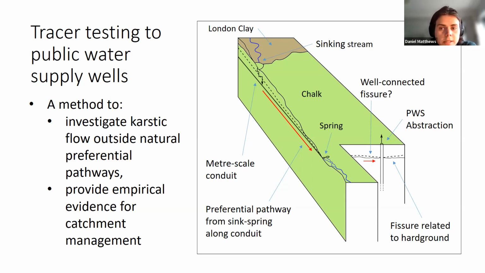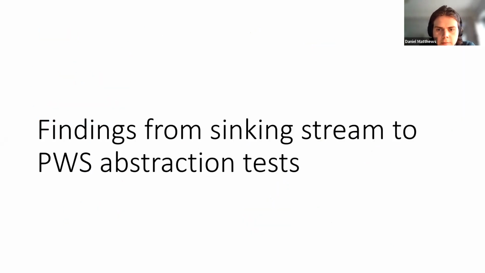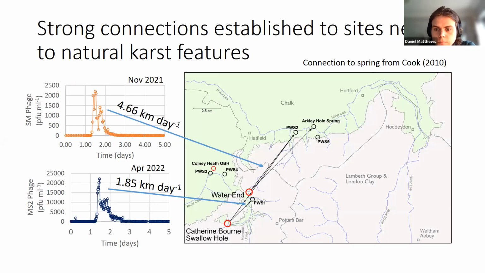Okay, so we did some quantitative trace tests to public water supply wells in Hertfordshire, and some of the abstractions that we tested, that we did trace test to, were really impacted by those indicators of rapid transport from the surface, like turbidity. Some were moderately impacted and some weren't impacted at all. So there was a range. So let's have a look at the results.